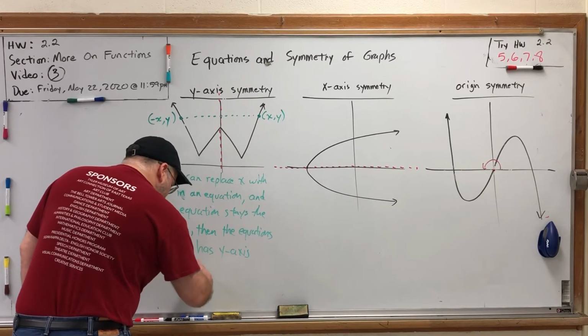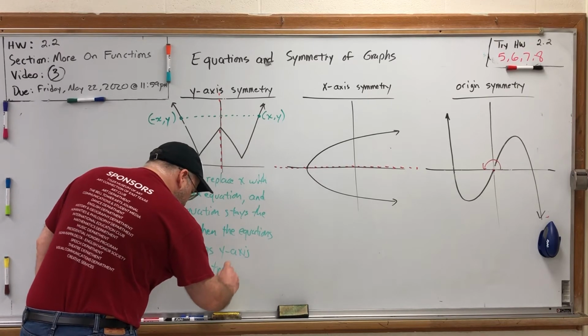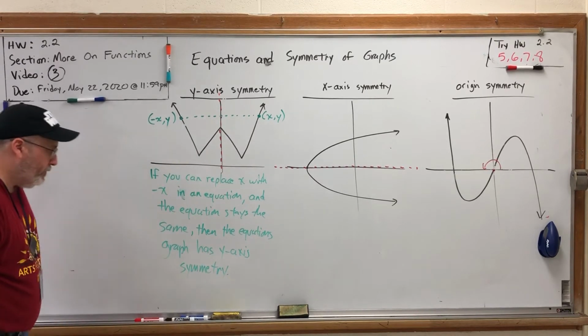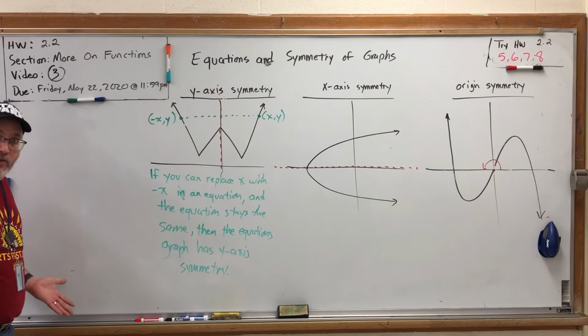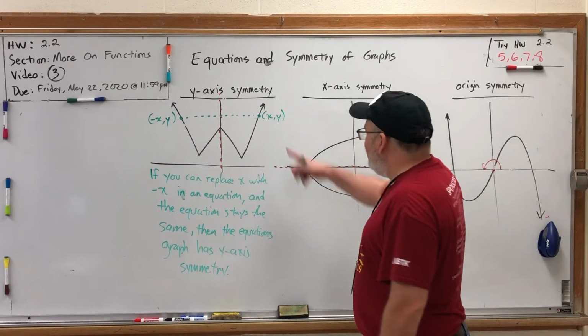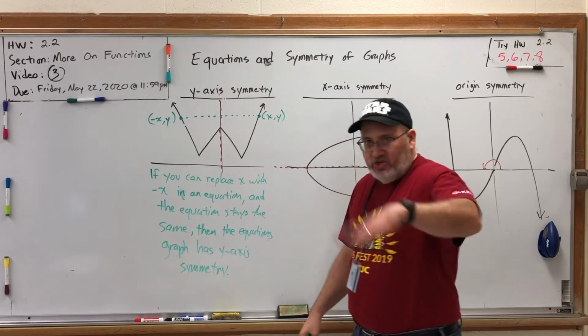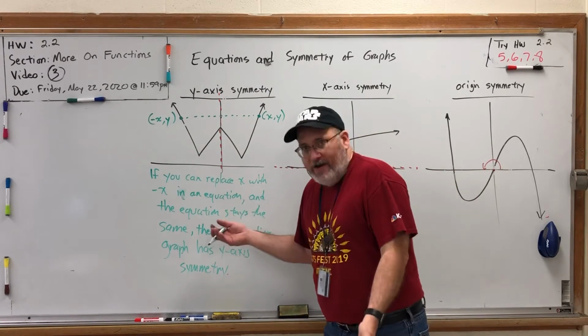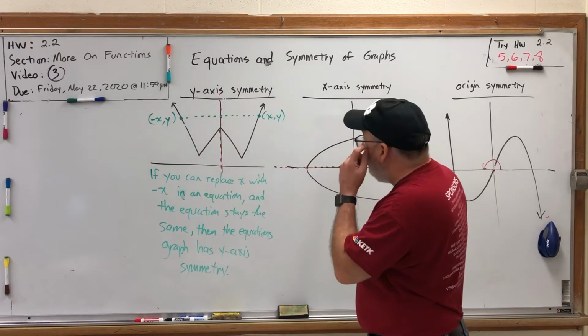So this is going to morph into a test for y-axis symmetry. In the next video, I'll write those tests over here. Right now, we're developing the concept. So if we replace x with negative x, but it doesn't change the equation, and hence doesn't change the y value associated, then we have y-axis symmetry.